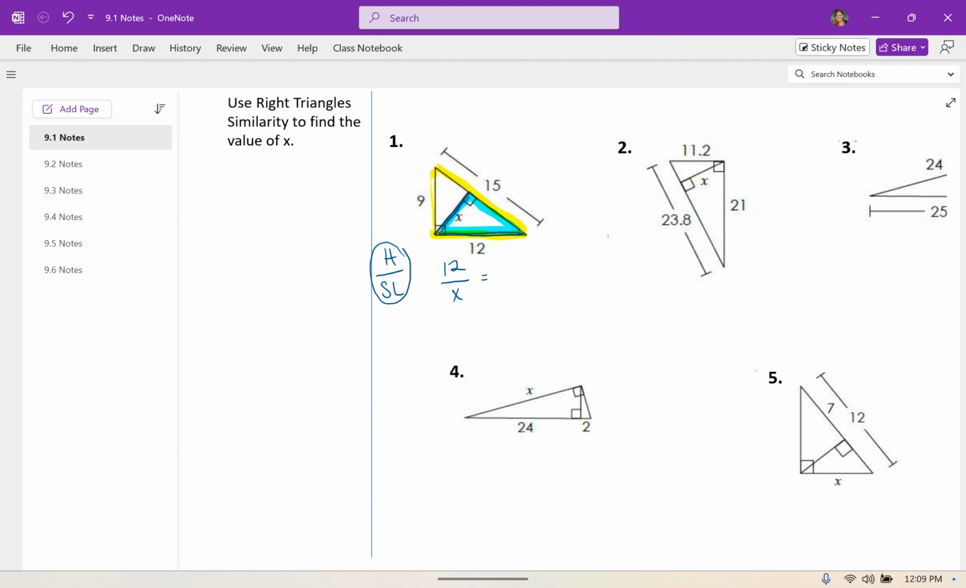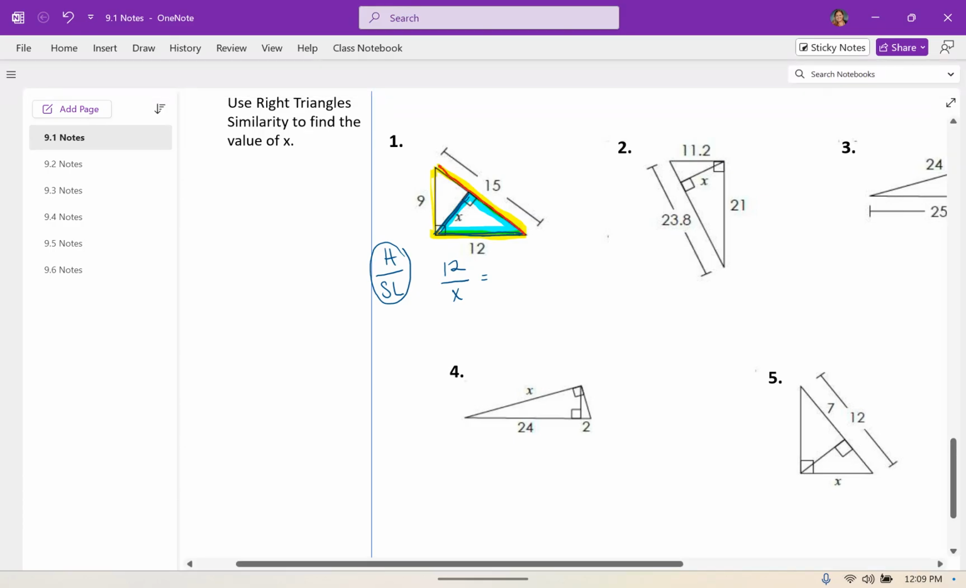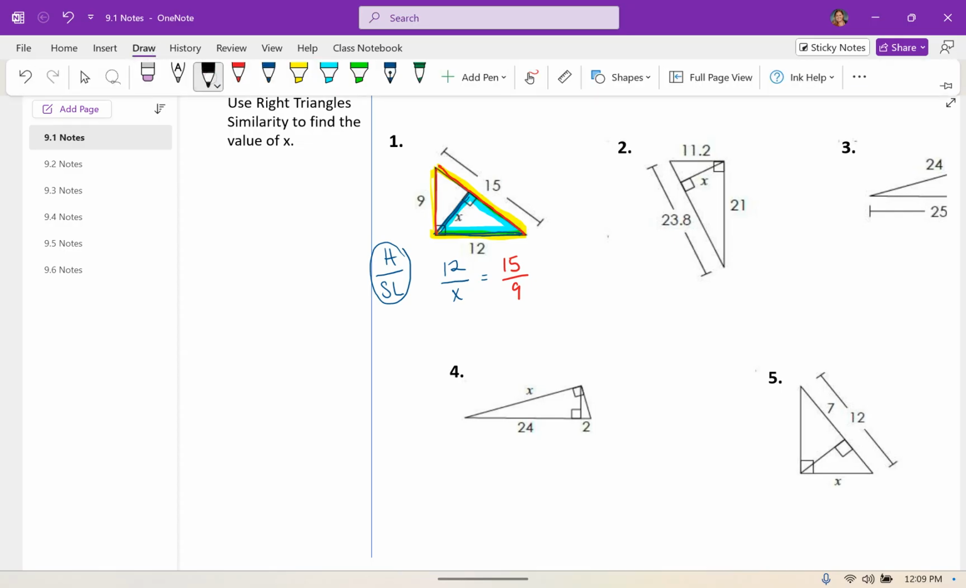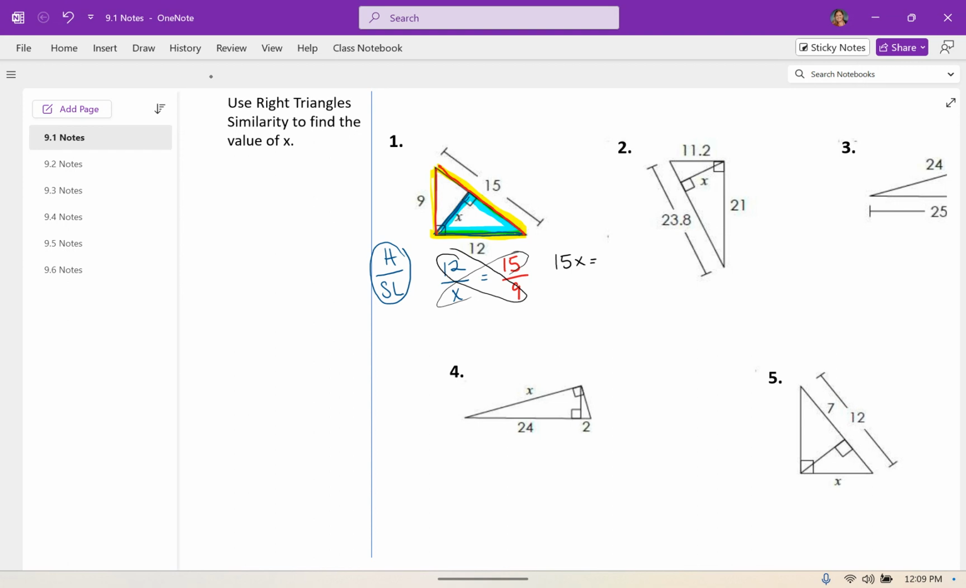And now I'm going to look at the big outer triangle. The hypotenuse is 15, and the short leg is 9. 15 over 9. Now I have my ratios set up, and I can cross multiply to solve. So I have 15x equals 12 times 9. 12 times 9 is 108, I believe, and then divide by 15 to solve for x.